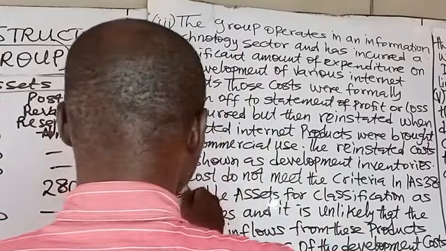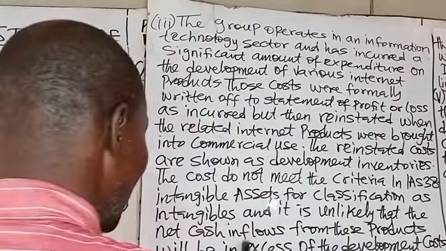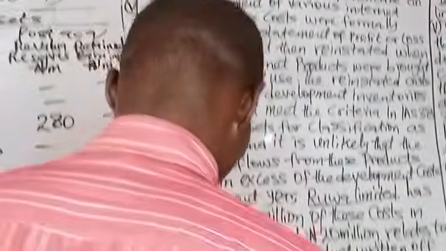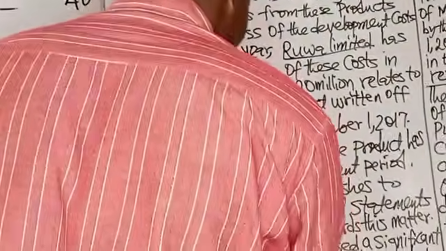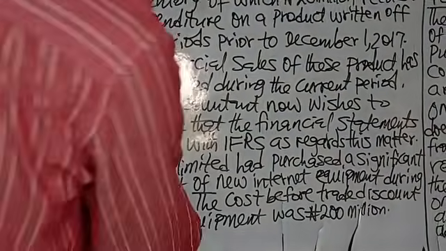The reinstated costs are shown as development inventories because they do not meet the criteria in IAS 38. I think this has been considered. It relates to Ruwa. Note 4. Note 4 is also for Ruwa Limited.